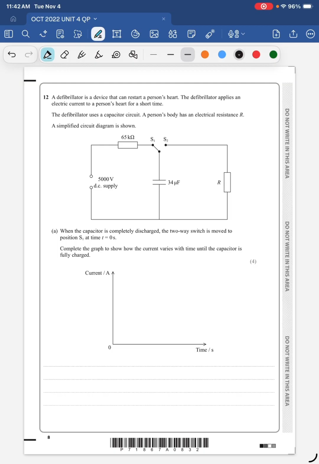I see a capacitor. I don't really like capacitors. I don't think I ever mentioned this before, but okay, let's move on.